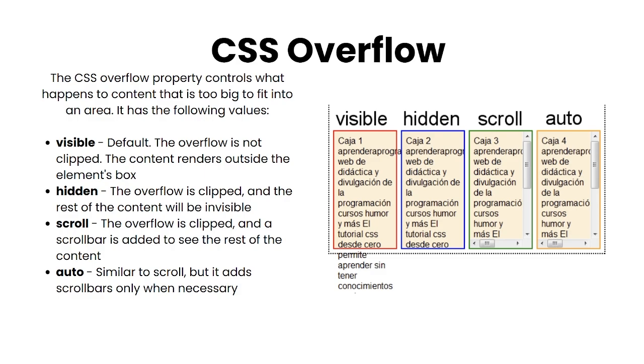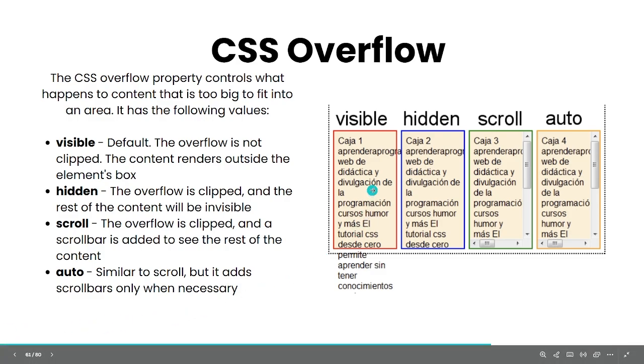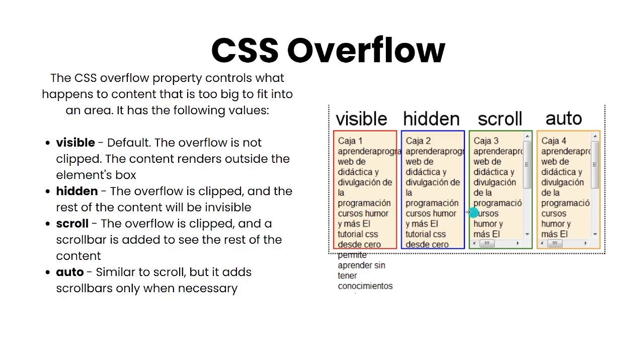Then there's hidden. The overflow is clipped and the rest of the content will be invisible. Then you have scroll, which means the overflow is clipped and a scroll bar is added to see the rest of the content. And auto, similar to scroll but adds scroll bars only when necessary. And you can see the 4 right here on the right hand side.